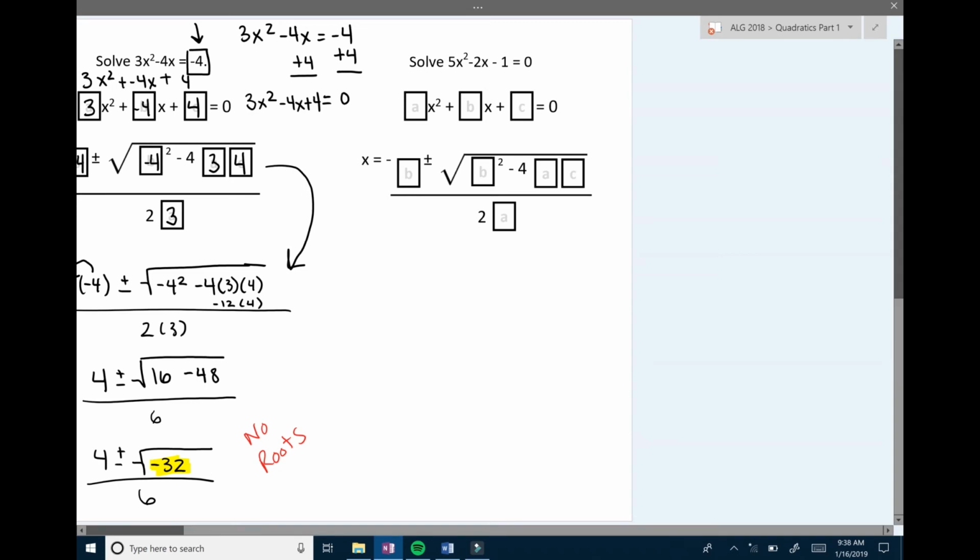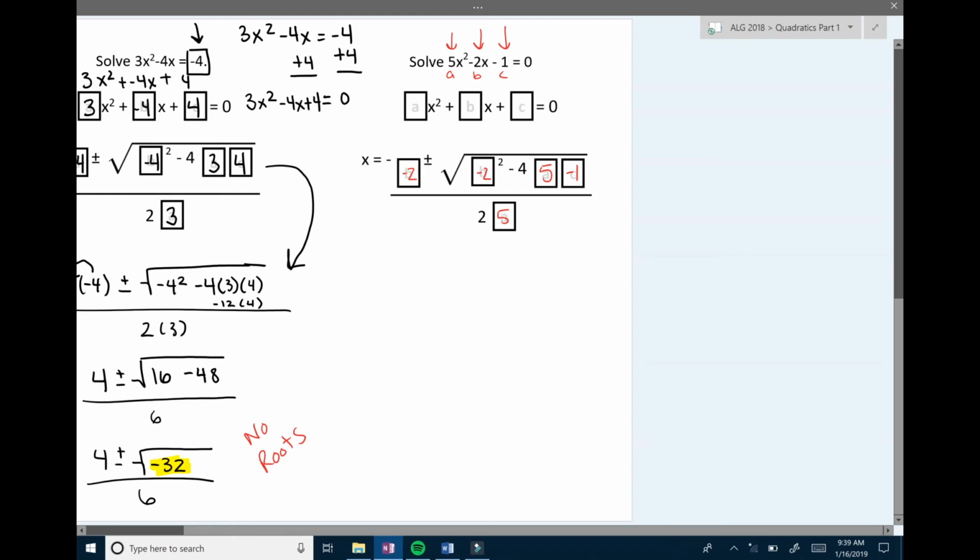Now, let's just label this A, B, and C. My A is 5, so A goes here and goes here. My B is negative 2, so it goes here and here. And my C is negative 1. All right. First term 5, second term negative 2, third term negative 1.